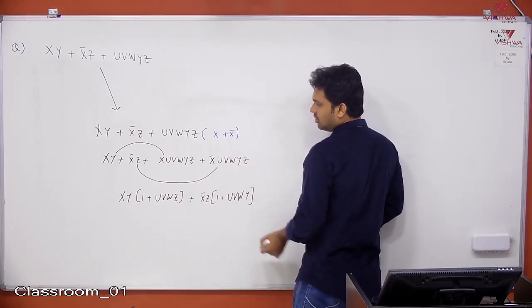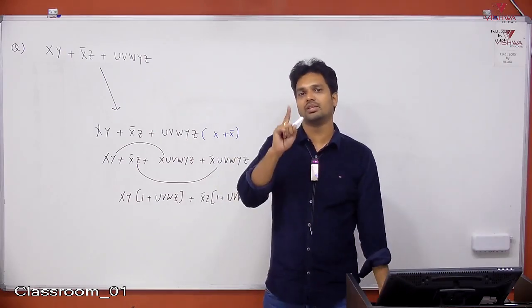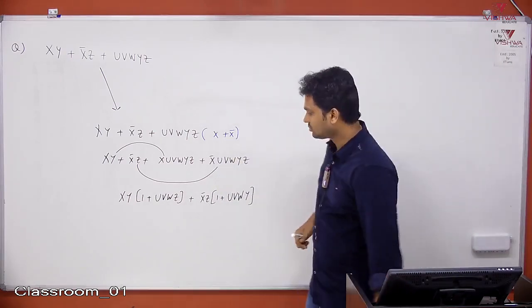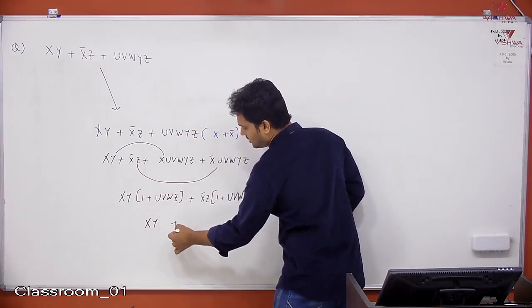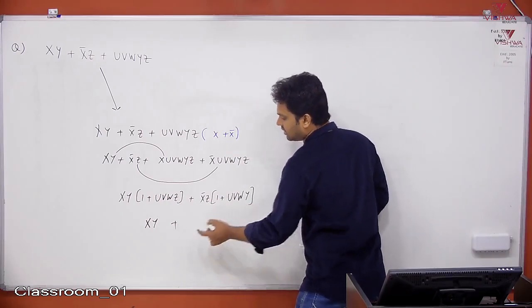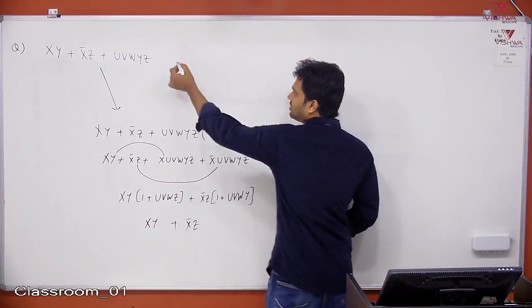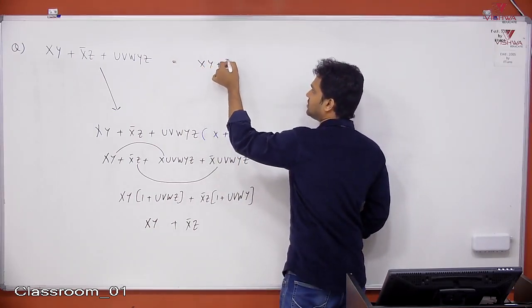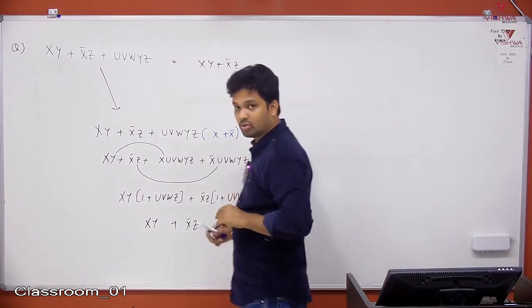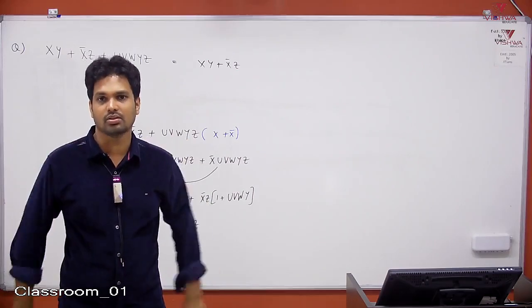Yes or no? Right. Now, 1 plus anything, what is the answer? 1 plus anything is 1. So, xy, 1 plus anything is 1 plus x bar z, 1 plus anything is 1 again. So, what is the answer here? Xy plus x bar z. So, it is one way to expand your consensus law.